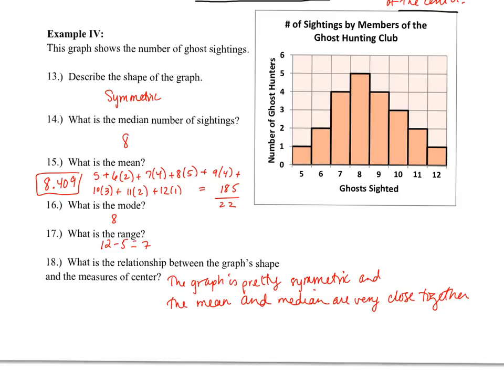In this last example, we can see this is another scenario of a symmetric graph. The median is found to be 8. To find our mean, we add up all of the ghosts counted by their frequencies and divide by 22, which gives us 8.409. The mode is also 8. The range, we get 7. This graph is also fairly symmetrical, and the mean and median are also fairly close together.